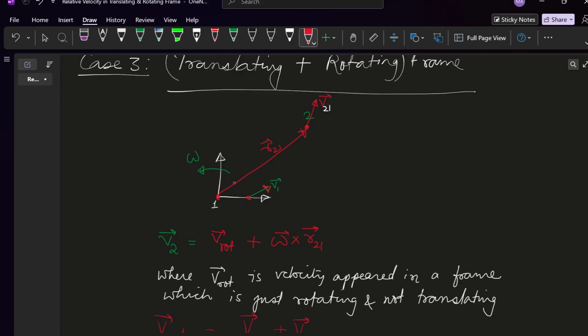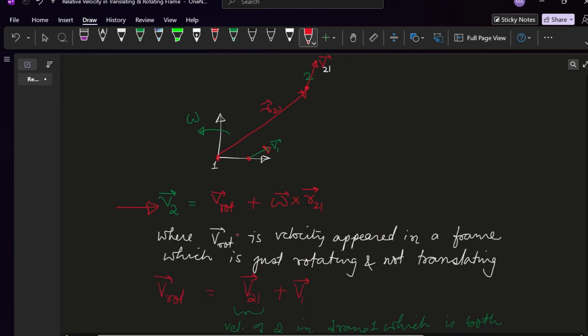As per the second frame, only the rotating frame, we know how to write this equation, from the rotating frame of reference. So velocity of 2 from the ground frame can be written as velocity observed from the rotating frame only plus omega cross position vector of 2 with respect to 1. This is the velocity of 2, where v rotating is just the velocity appearing in a frame which is just rotating and not translating. Now, how can I write this v rotating in terms of v1, v21?